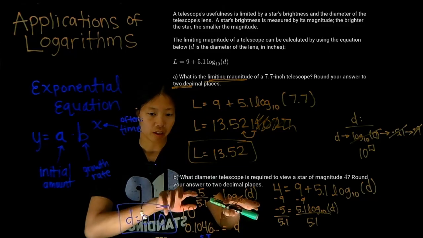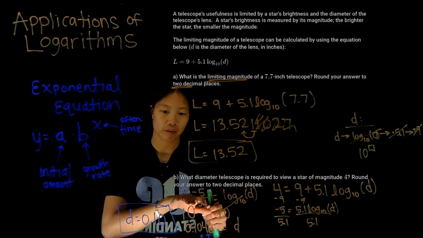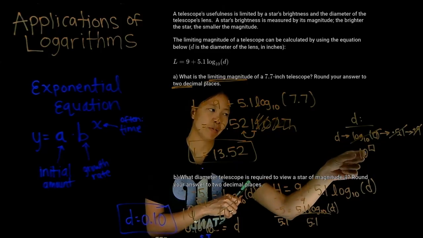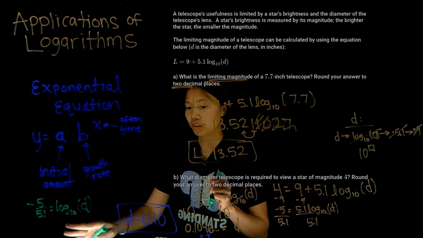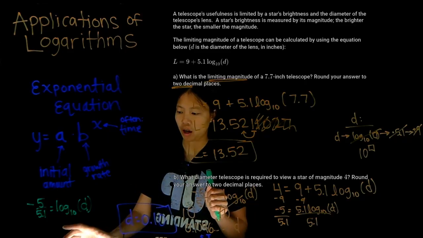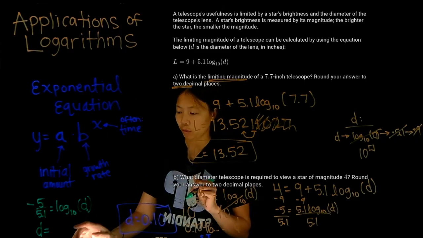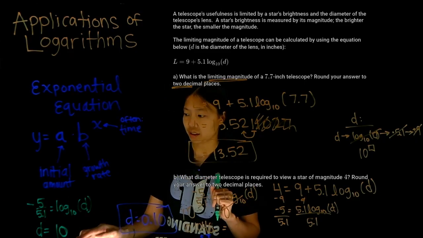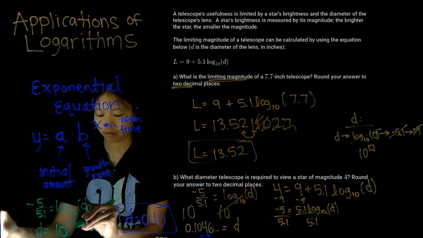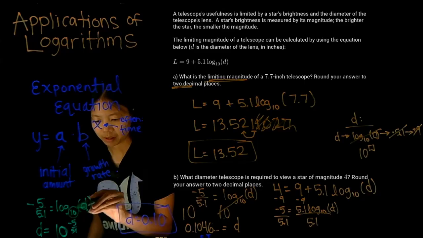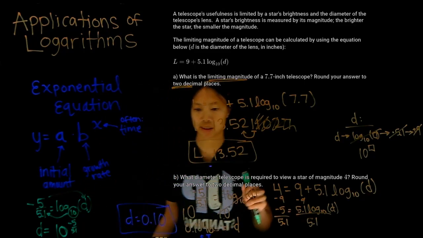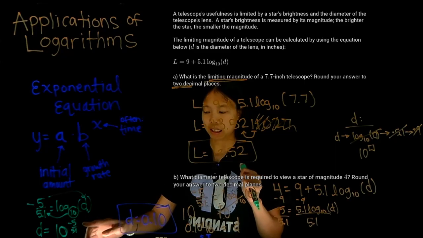A different way I could have solved this equation, negative 5 over 5.1 equals log base 10 of D. Instead of undoing a log base 10 by doing 10 raised to that power, I could have just rewritten this in terms of D using my definition of a log. So I know that D equals my base 10 raised to whatever my exponent is here, so negative 5 over 5.1. So I have my base raised to my output gives me my input. So I can say that D equals 10 to the negative 5 over 5.1.